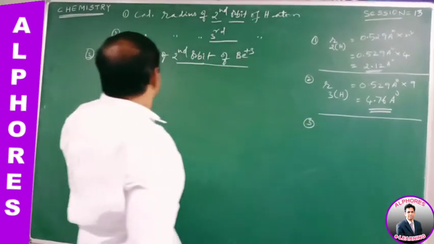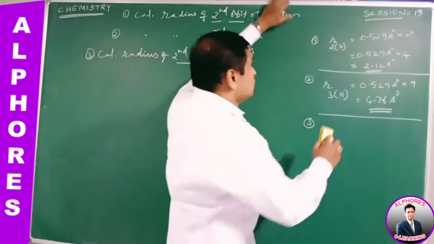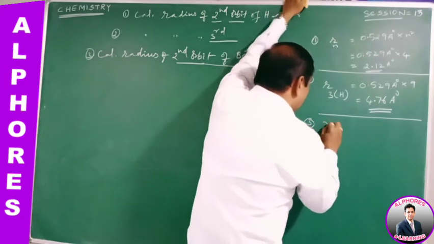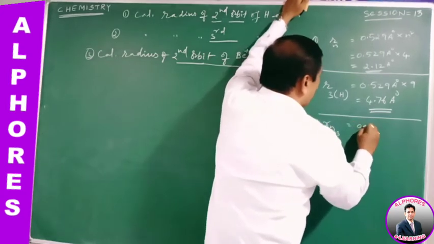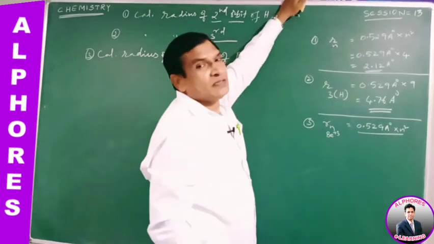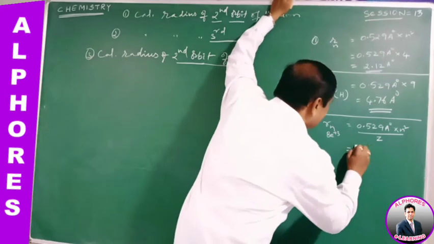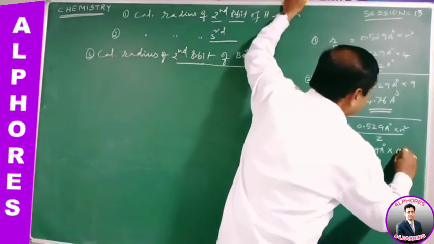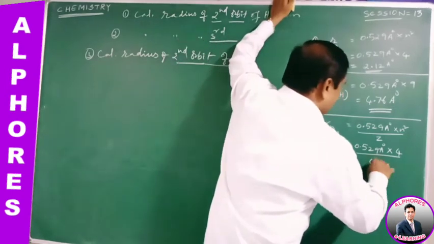Now coming to the third one: calculate the radius of the second orbit of beryllium plus 3. The concept: radius of nth orbit in beryllium plus 3 is equal to 0.529 angstroms into n square by Z, where Z is the atomic number of the species. That is the formula we have to use: 0.529 angstroms into n square. Which orbit? Second orbit, that is 2 square, which is 4, by Z. The atomic number of beryllium is 4. So 4 by 4.